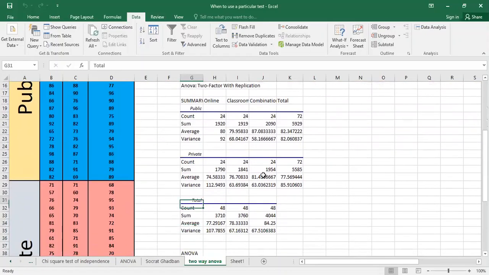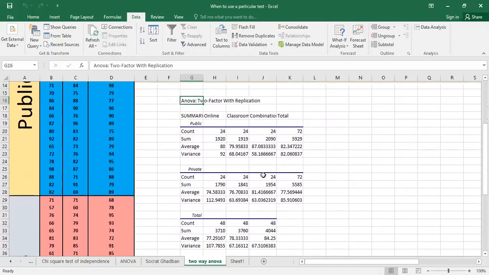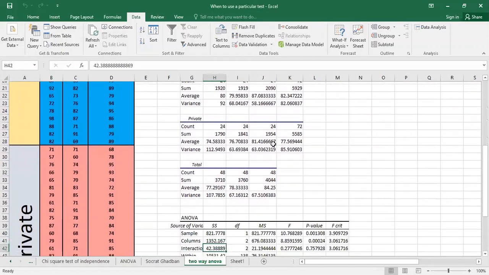We're having first the descriptive statistics. So as you can see, it's separated between public. This is the first group that we're having, okay? And the count, 24 for online, 24 for classroom, and also 24 for combination. The same for private, the same count. And this is why we said it's a condition to have a balanced data. We're having the sum, and also we're having the average, okay? What interests us here, okay, it's the ANOVA.